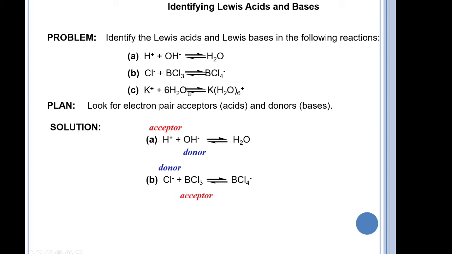Here, electron poor, positive charge. This must be my electron rich. Yes, it is. It's water, has a lone pair on it. And here's where and why it's called Lewis. It's because your Lewis structures become important here, looking at lone pairs of electrons.